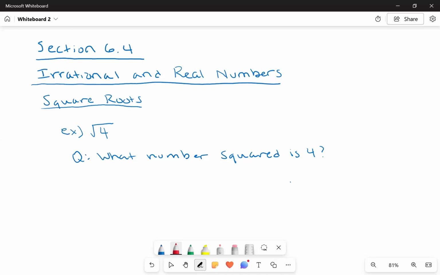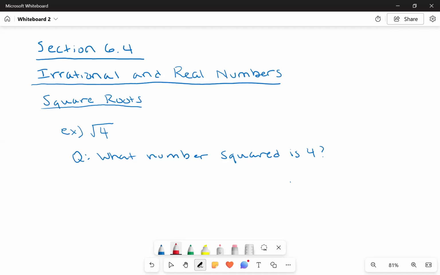In this video, we're going to talk about section 6.4. We're interested in looking at irrational and real numbers, but to really do justice to that discussion, we first need to talk about square roots. So I'm going to do this by example. I feel like that's a good way to do it.